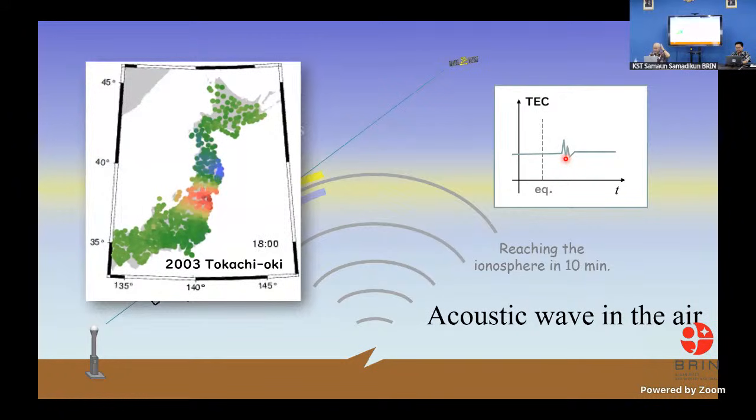And it moves in the sky because this is a wave. Its propagation speed is the acoustic wave speed. The acoustic wave on the ground is only 300 meters per second. But because the temperature is very high at 300 kilometers from the ground, it's much faster. It's about 1 kilometer per second.